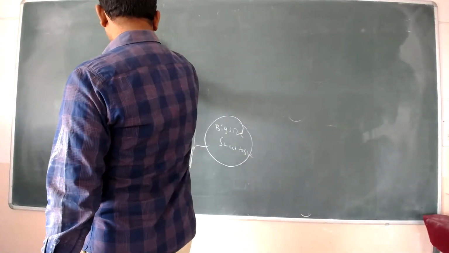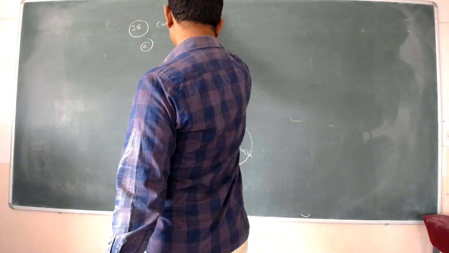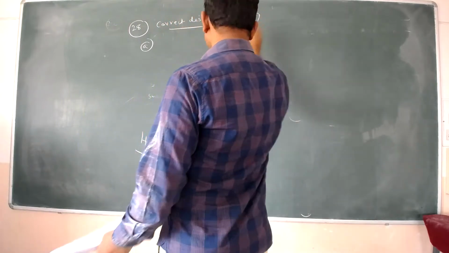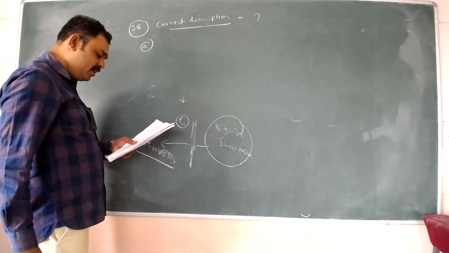Question number 28. We need the correct description. What is the correct description? We need option A. What is option A?